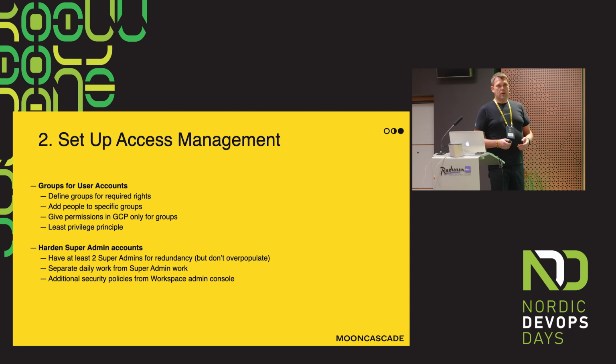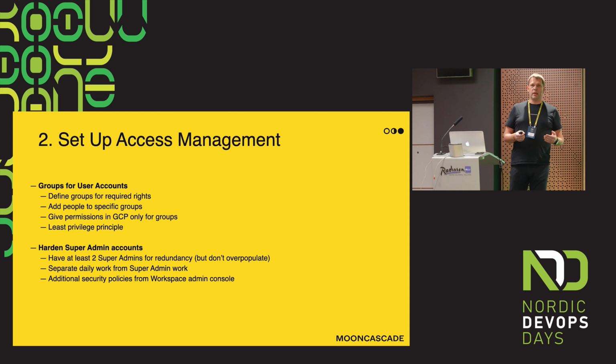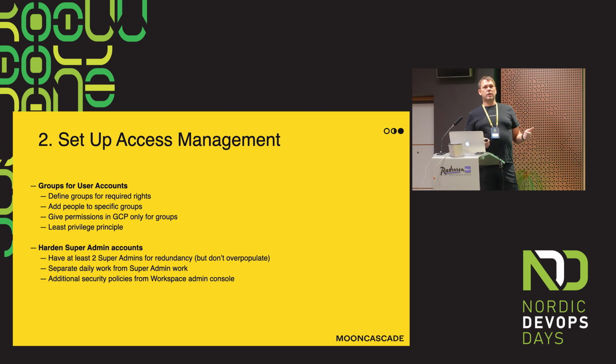And another thing, before you go into production, harden your superadmin accounts or any dedicated accounts that are operating the production deployments. For example, ensure at least some redundancy there, so that you are not the only superadmin who can access things, and when you somehow lock yourself out, then you are in big trouble. But don't overpopulate it, because this might bring in some other risks. Maybe 3 or 4 are optimal.